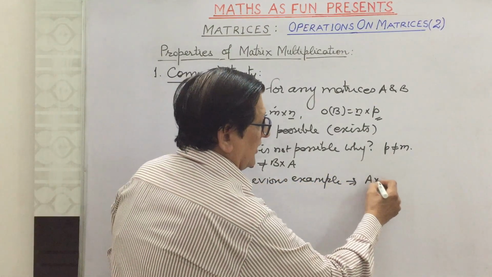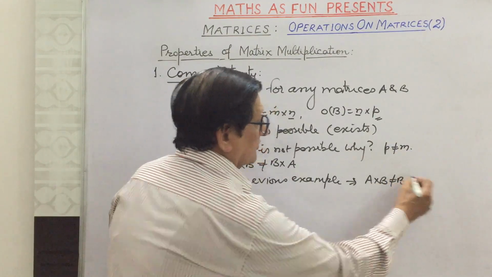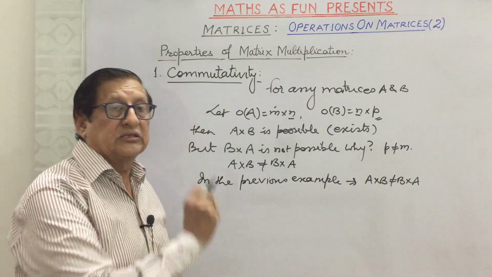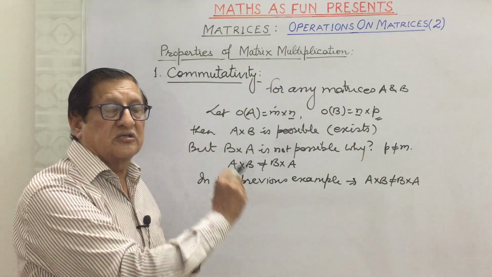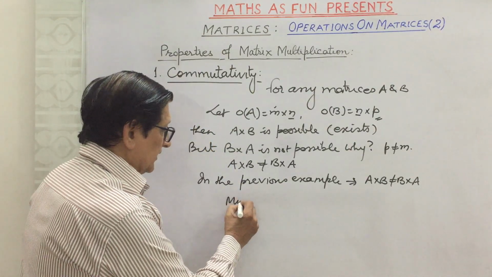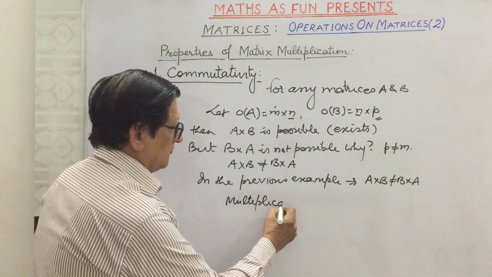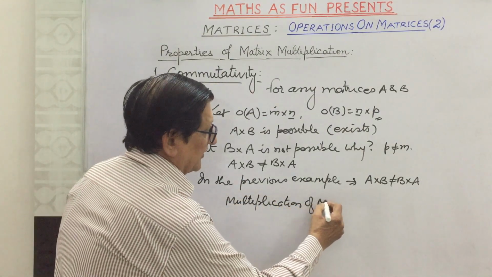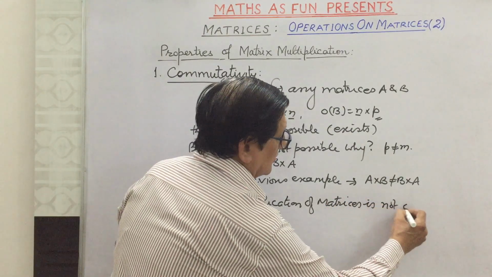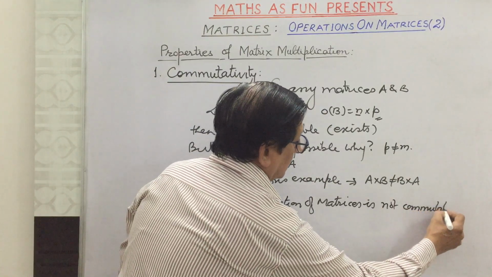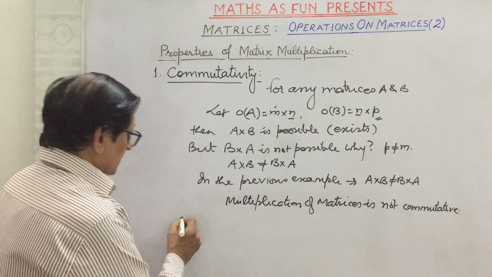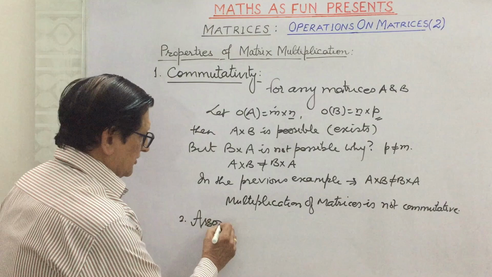In the previous example, we got that A into B was not equal to B into A. And hence in general cases we can say that the product of matrices, or multiplication of matrices, is not commutative. Let's go for the associativity now. The second is associativity.